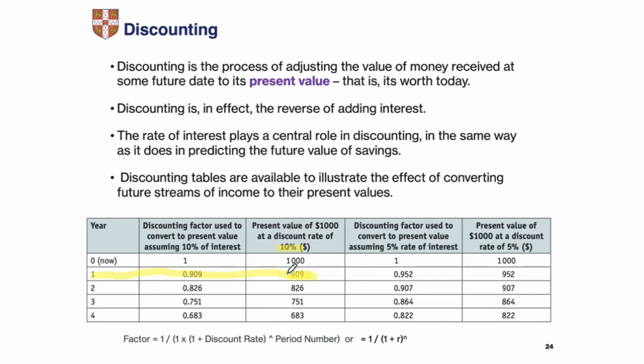In 2 years, if I want $1,000, I need to invest this amount, 826. So the present value of $1,000 which I would receive in 2 years' time is $826. The present value of $1,000 that I have to receive in 3 years' time is $751. And the present value of $1,000 in 4 years' time, based on this interest rate of 10%, is $683. And the bank is able to calculate these values for us based on what we call a discounting rate or a discounting factor. Like we said, discounting is the opposite of adding interest.